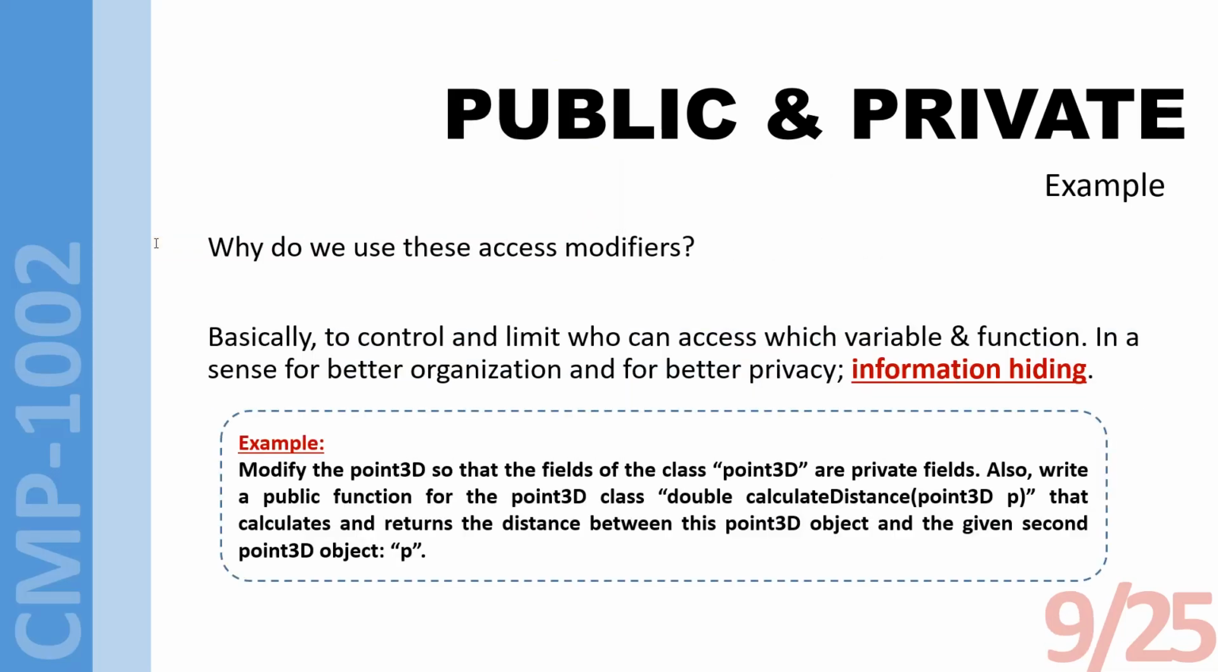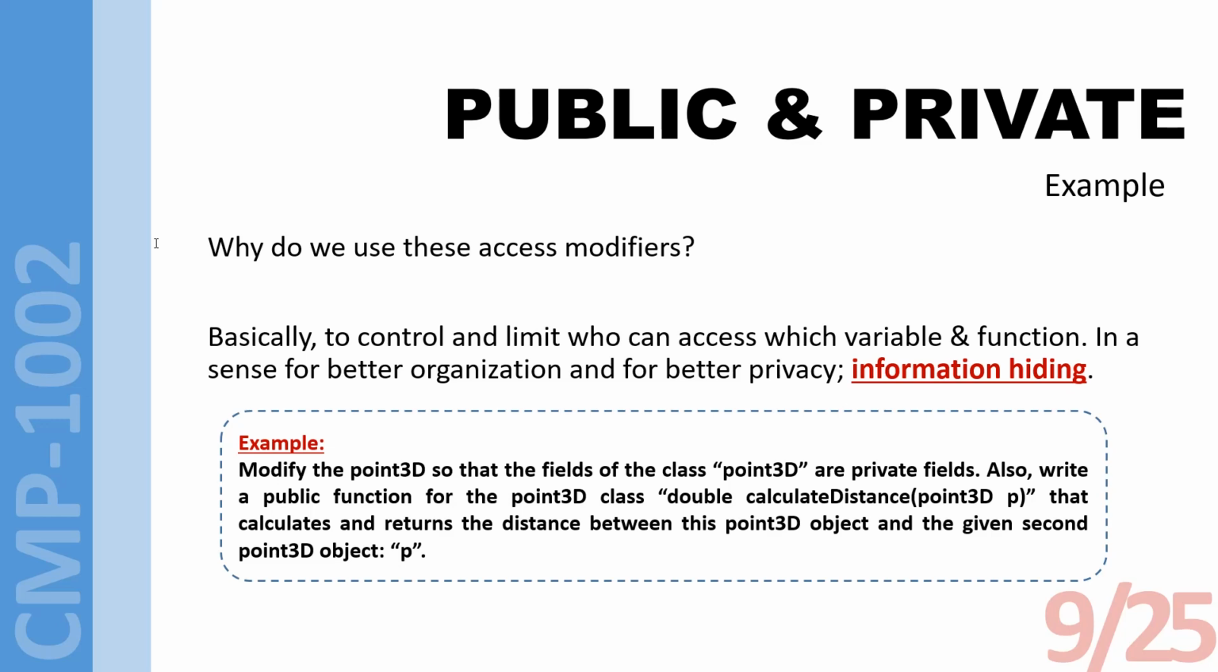So you might be asking, why do we need these access modifiers? The main idea is to control and limit who can access which variable, field, and function. It's a bit of an organizational concept and a privacy concept. In more generic object-oriented terminology, it's called information hiding. We may not want everybody to be able to change or even read all the fields of our classes, because that can be very problematic when you are dealing with very big pieces of code composed of hundreds of classes. Who is able to access what is a very important design decision when you are designing these classes.